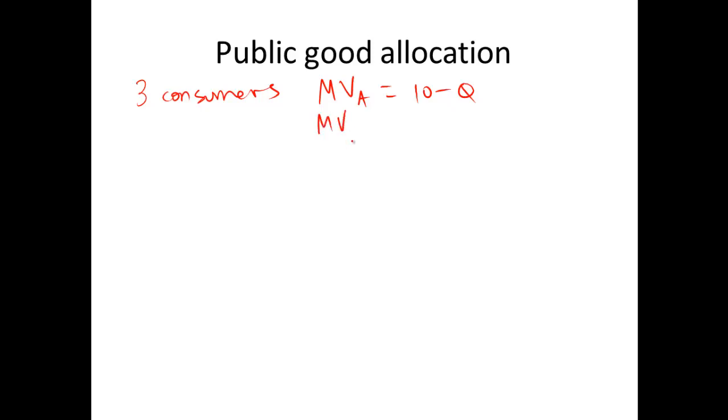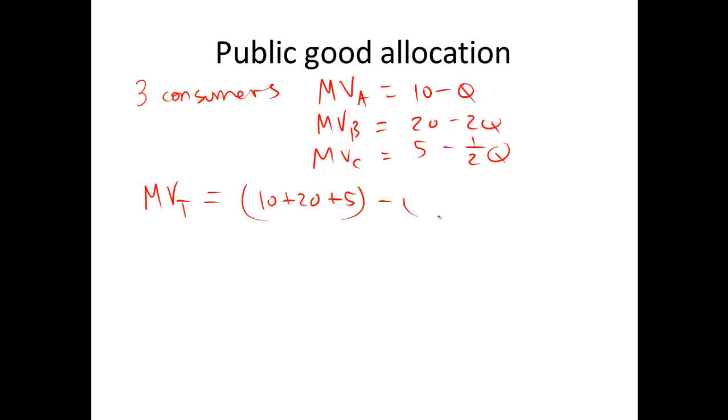Consumer B has MVB equal to 20 minus 2Q. And consumer C has valuation 5 minus a half Q. What we need to do is to figure out the vertical summation of these marginal valuation functions to get to the MVT, the total. And what that is here is 10 plus 20 plus 5 minus 1 plus 2 plus a half times Q, or it equals 35 minus 3.5 times Q.